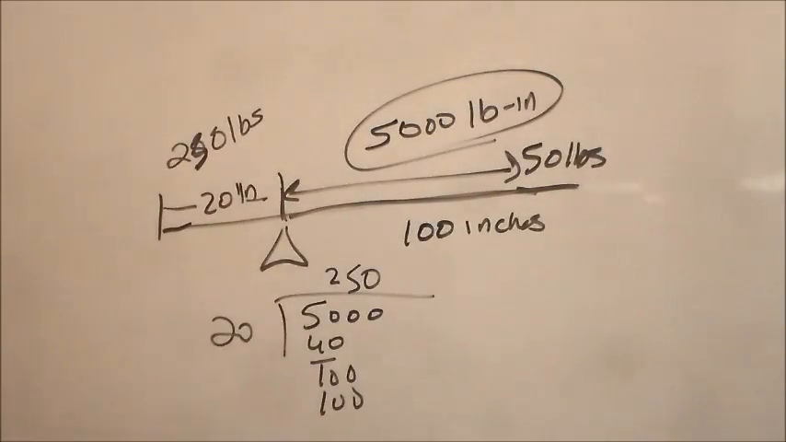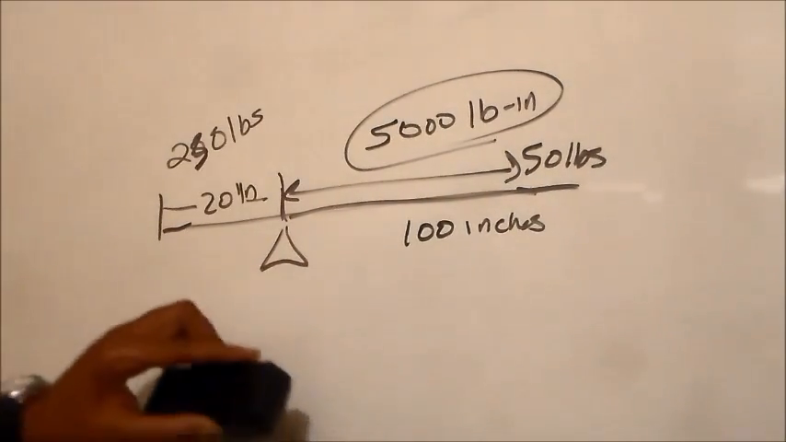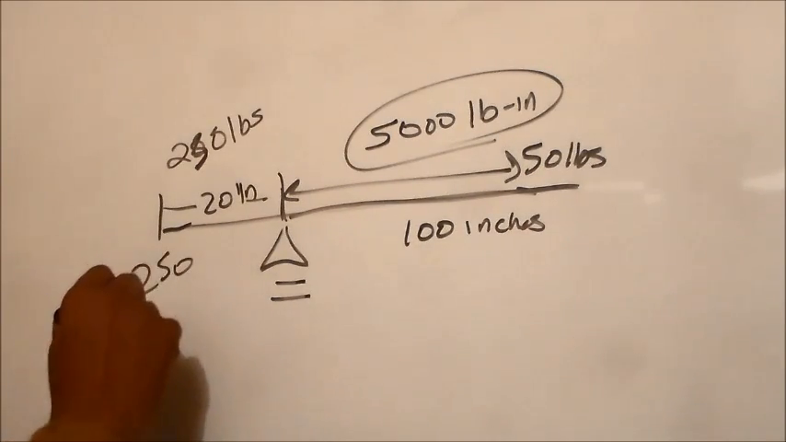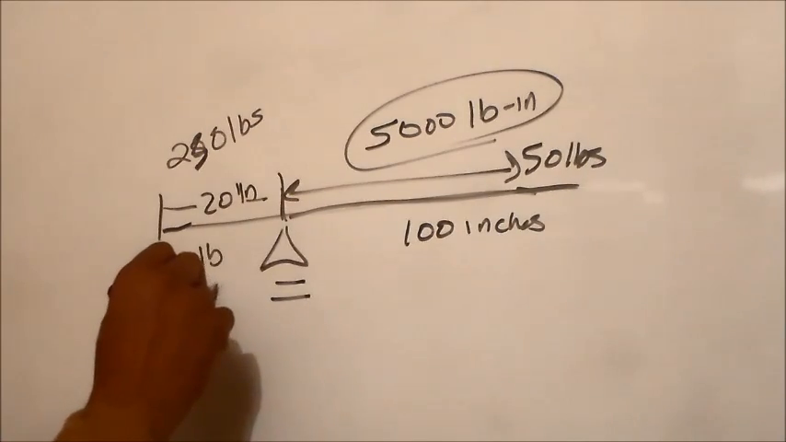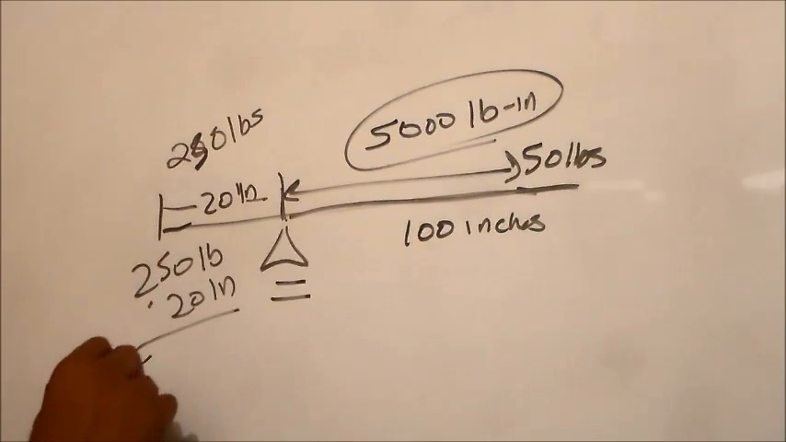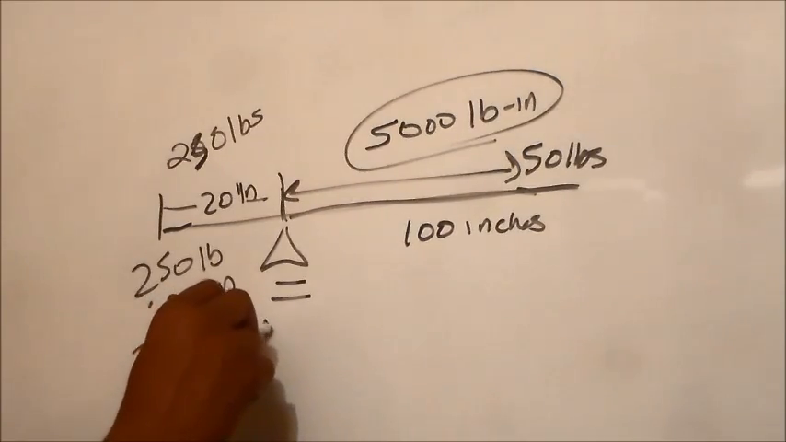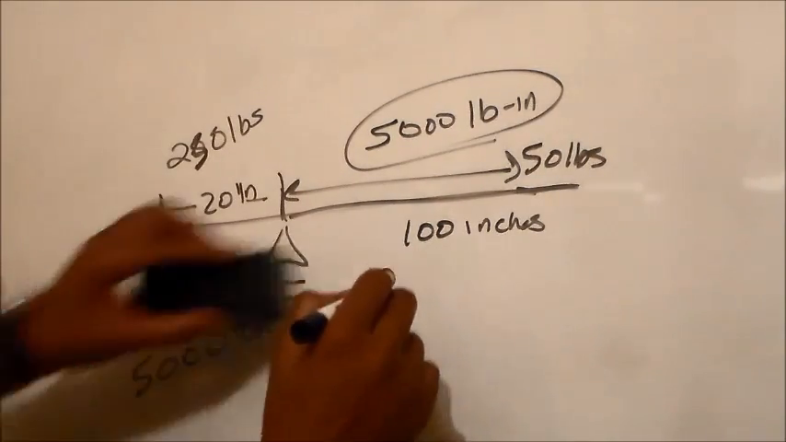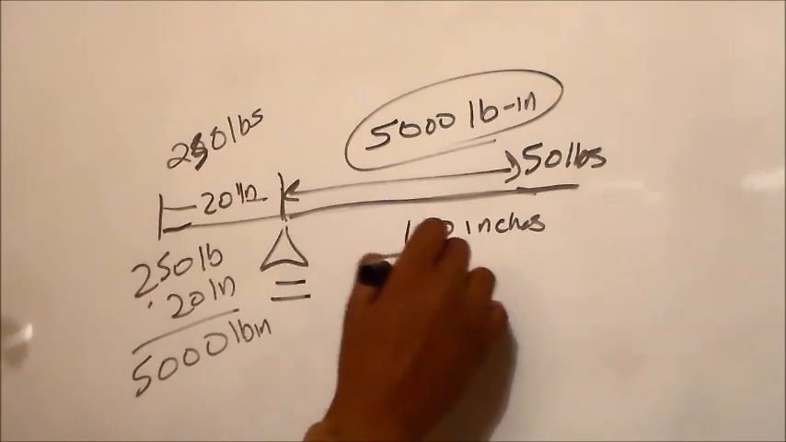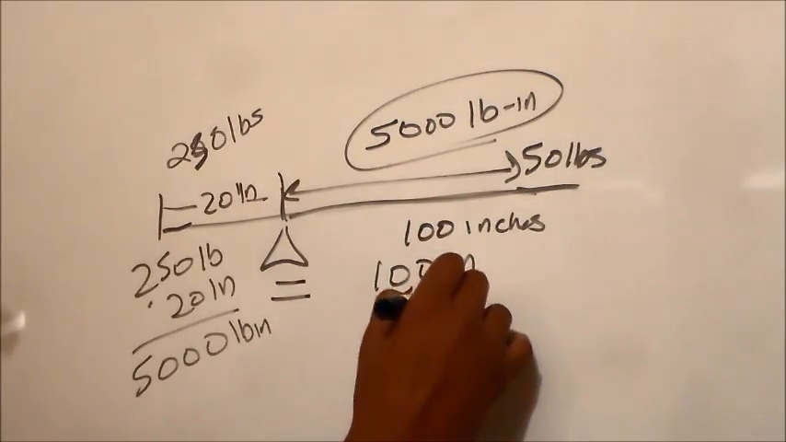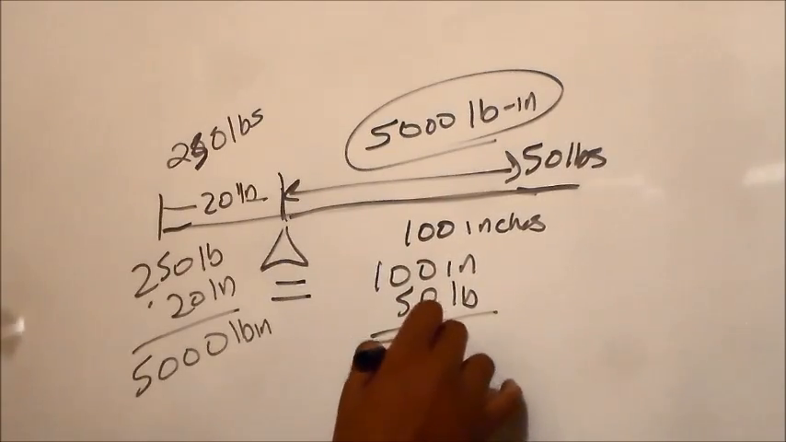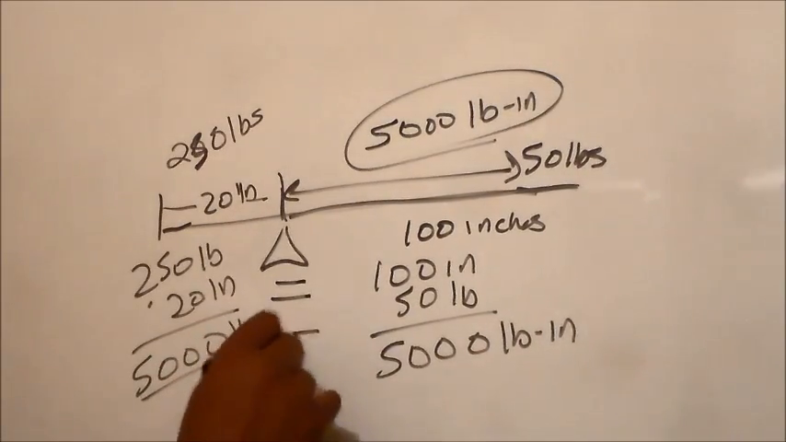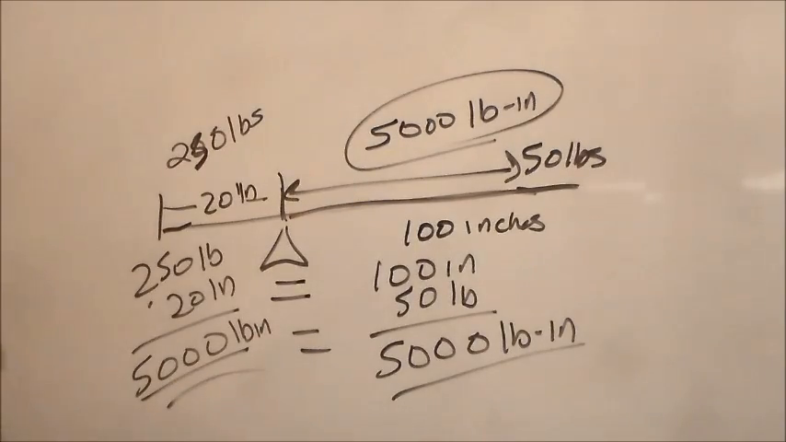pounds. And in the class 1 lever system, think of this as an equal sign. Okay? This guy is 250 pounds times 20 inches, 5,000 pound inches. This guy on this side is 100 inches times 50 pounds, 5,000 pound inches. So 5,000 pound inches equals 5,000 pound inches. All right, so you see how that works?